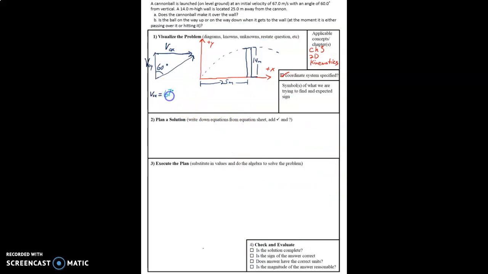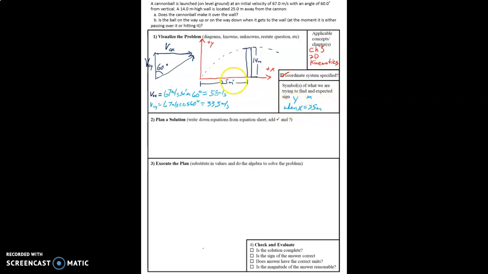We've got 67 meters per second times sine of 60 degrees, and that is 58 meters per second, actually 58.0. And this is 33.5 meters per second. We're trying to find y, which is going to have units of meters. And it's not just any y, it's y when x equals 25 meters.